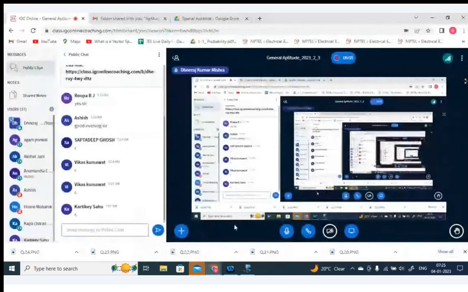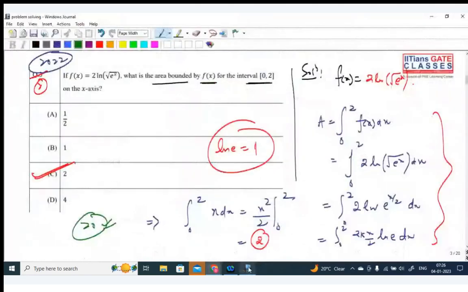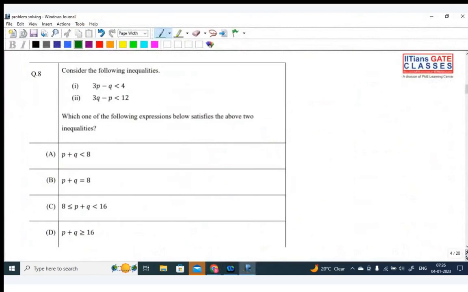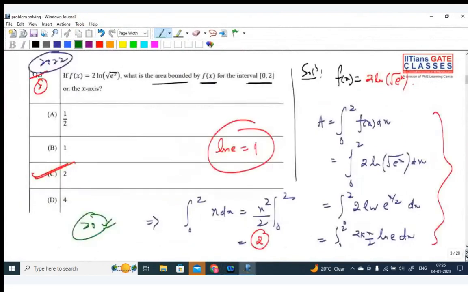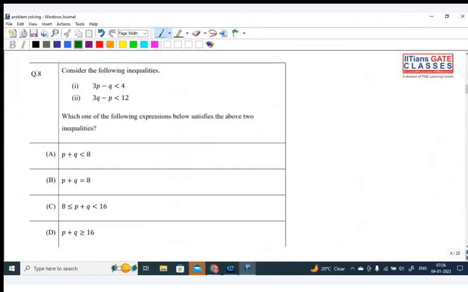So how many of you understood this question? Okay. So please try these kind of questions. These kind of questions are very, very simple, right? And very elegant questions, right? Okay. So next question is this question.